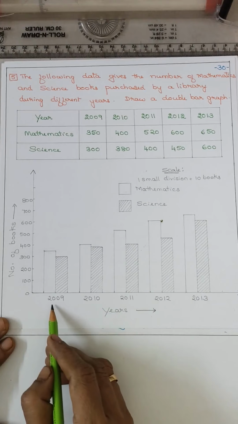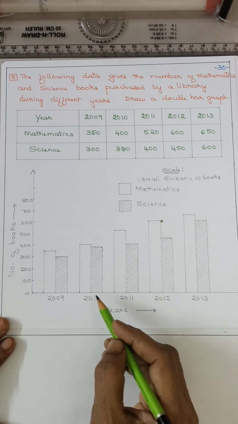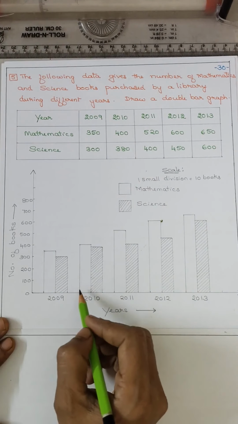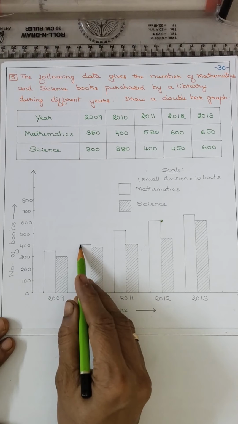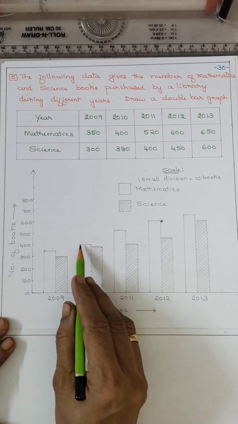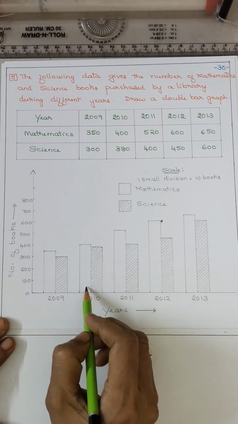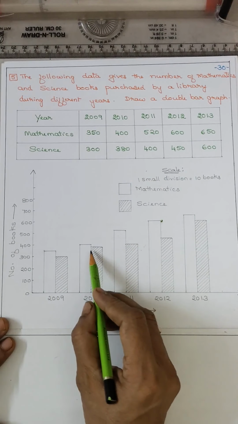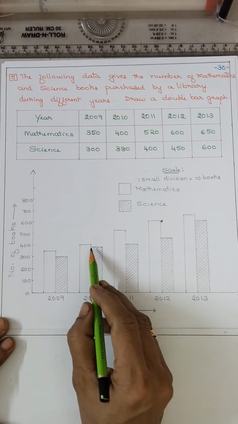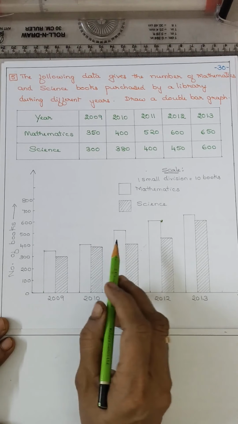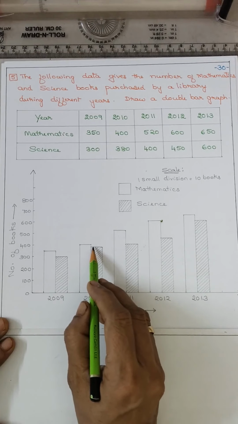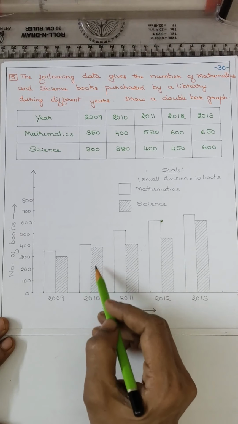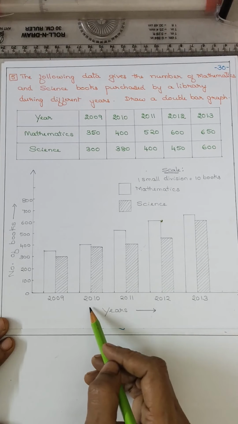It is of 2009, right? Now for 2010, it is 400 and 380. So first is 400. So up to 400, draw the vertical line, then 1 centimeter horizontal line, and then the vertical line. Now 380 will come where? Above 300, after 300, take 8 small units, take it up to there. From here the horizontal line, then vertical, and now shade the second one, that is of 2010.